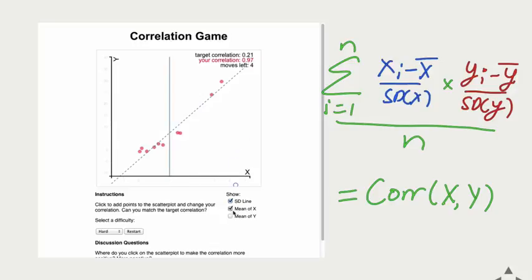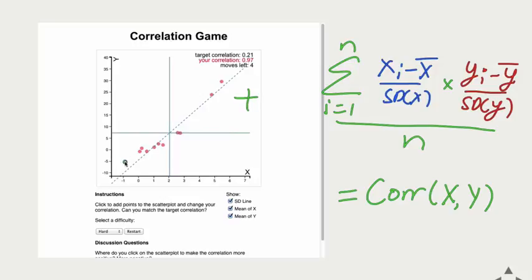Well, we can display the mean of x and the mean of y on the scatter plot. This divides the scatter plot into 4 quadrants. In this top right quadrant, we see that standardized values of x will be positive because it's higher than the mean of x. Standardized values of y will also be positive because they're higher than the mean of y. Their product will be positive. This contributes a positive value to the average.